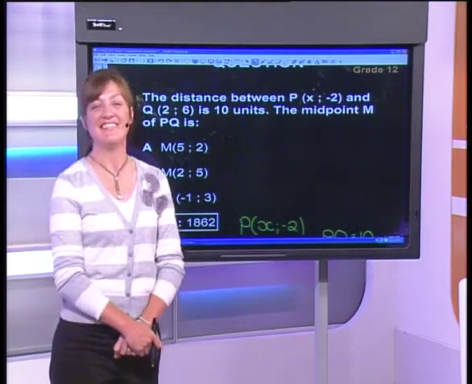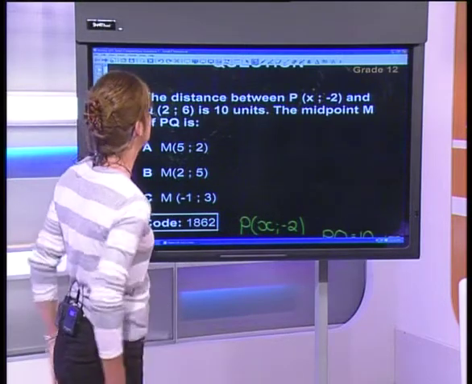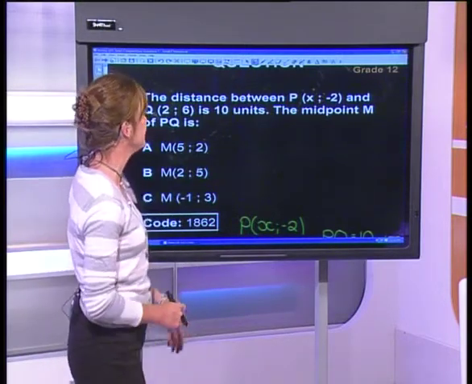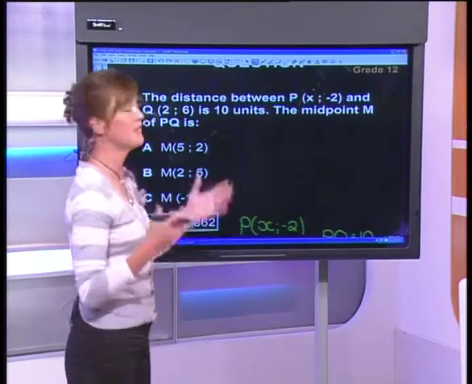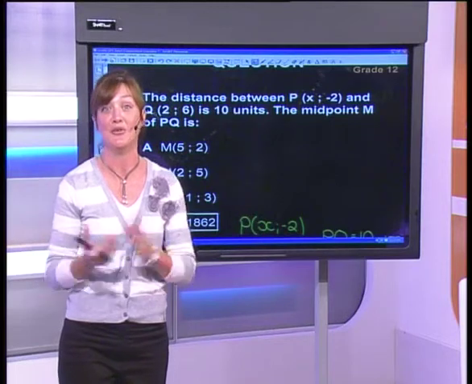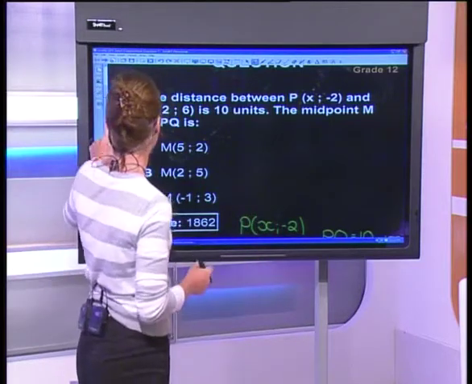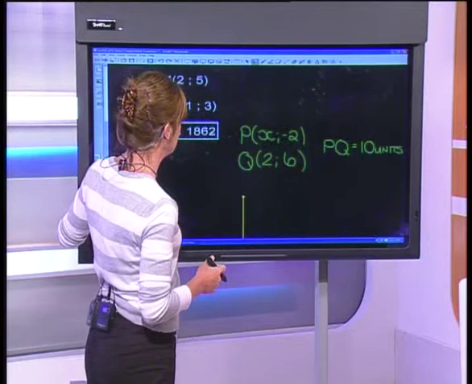Right, okay, so the question asked us, it said that the distance between P and Q, which is the two coordinates given to us, is 10 units, and the midpoint of PQ is, and we had the three options that we needed to find and decide which one is the midpoint. So before I give you the answer, let's actually work it out for a minute.